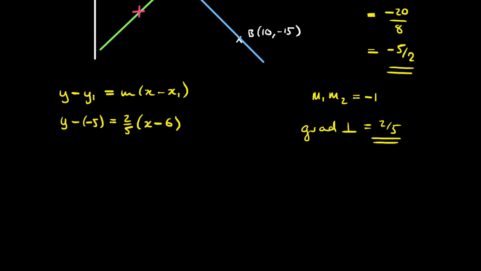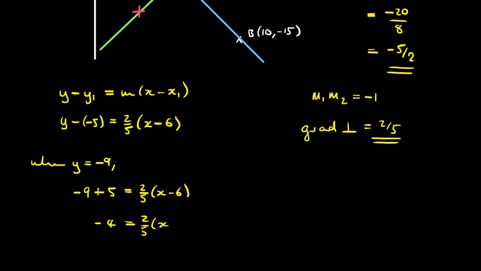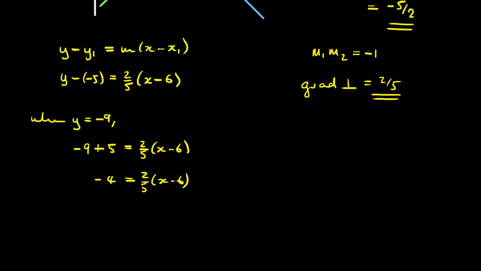We say when y is equal to -9, we're going to get -9 plus 5 is equal to 2/5 x minus 6. And so that's going to give us here -4 is equal to 2/5 x minus 6. Okay, and multiply both sides by 5 and then divide by 2 is going to give me -10 here. It's equal to x minus 6. And so x is going to equal -4.